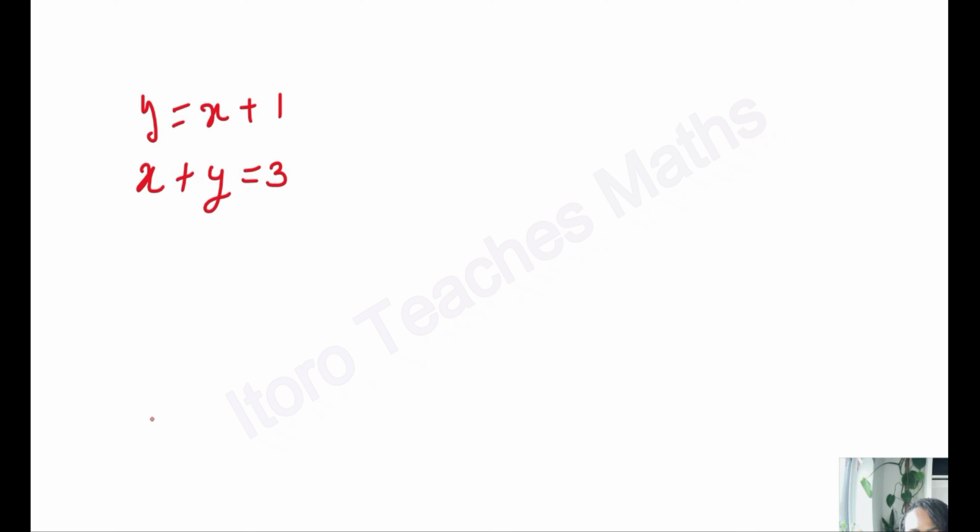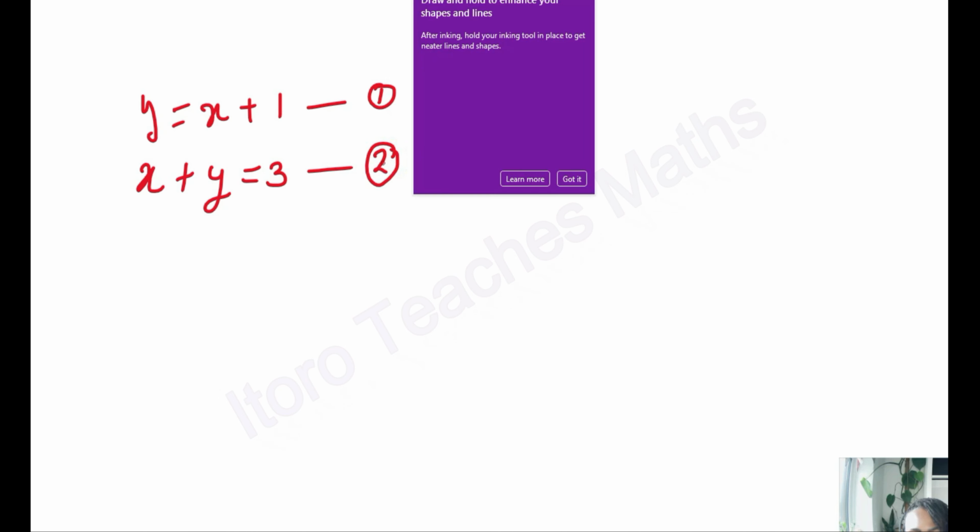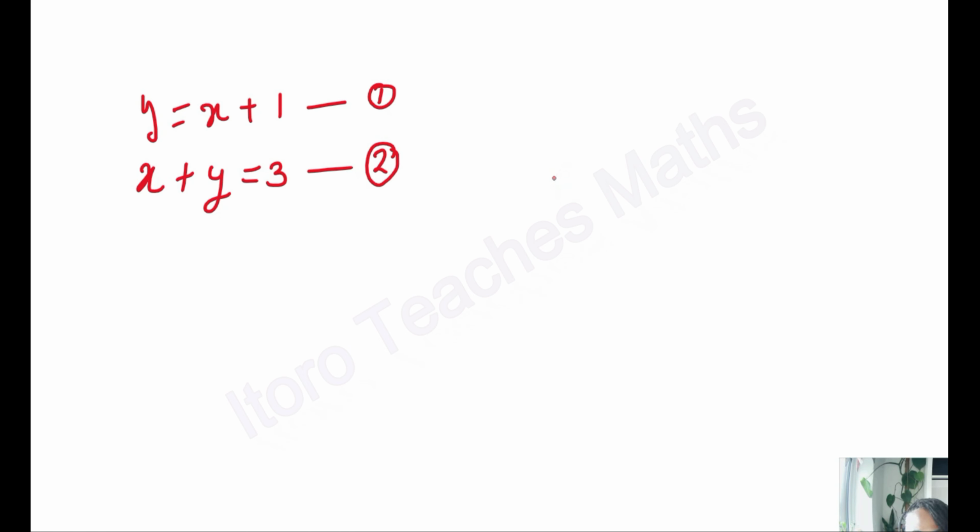Okay, so let's solve some simultaneous linear equations. Today we're going to solve y equals x plus 1. This is equation number 1. x plus y equals 3. This is equation number 2. And we're going to solve this by the process of substitution.